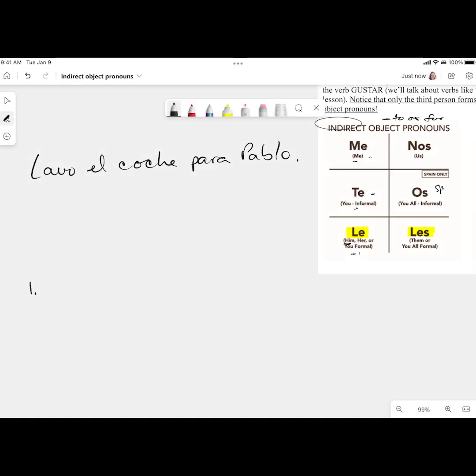Let's take a look at an easy sentence and see if we can identify our indirect object, replace it with an indirect object pronoun, and then rewrite our sentence. There are 4 steps that you want to follow if you want to break this down. The first step is to identify the verb. Go ahead and look at your sentence. You can include the subject pronoun yo if you'd like to, but that's implied because we have our O on the end showing us that is the yo form. And we know that lavo is my verb.